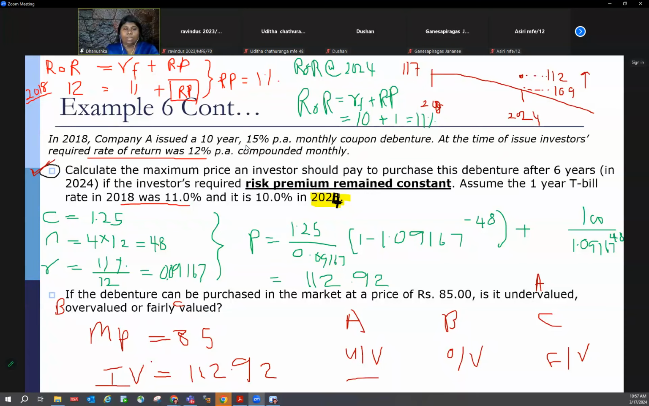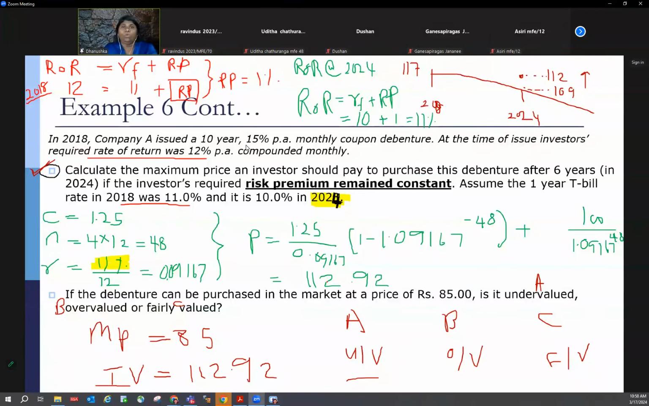So you have to understand when I get 112.92, what that means is the maximum price I'm willing to pay to get a return of 11%, because the return that I want is 11%, right? To get a return of 11%, the maximum price I'm willing to pay is 112.92.